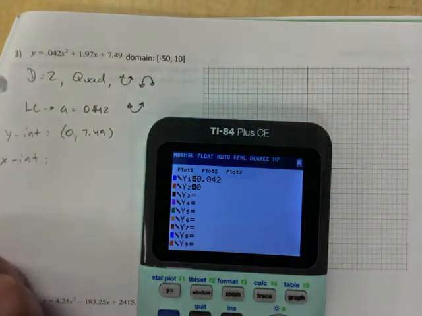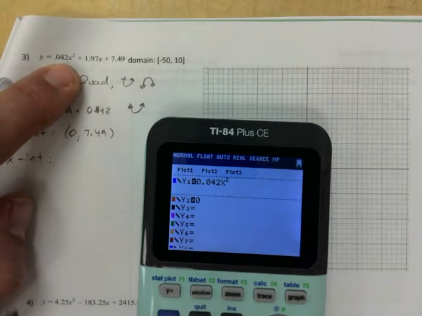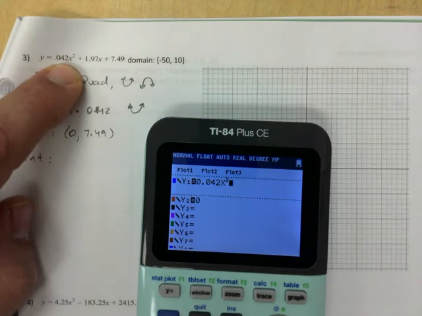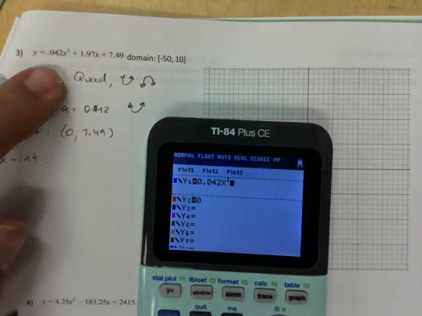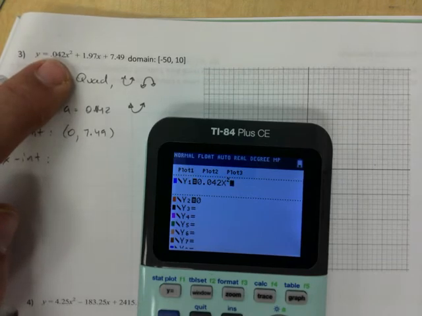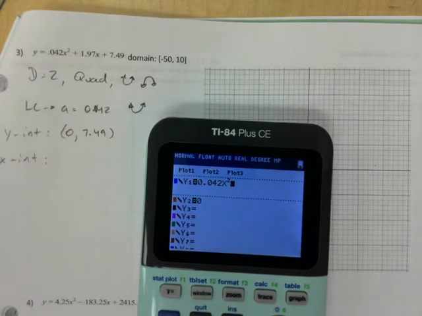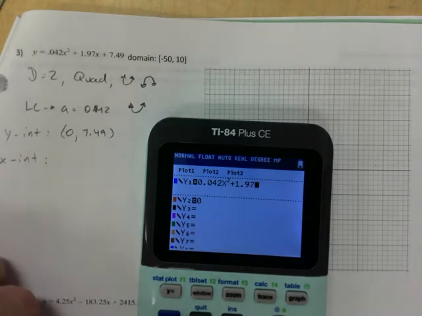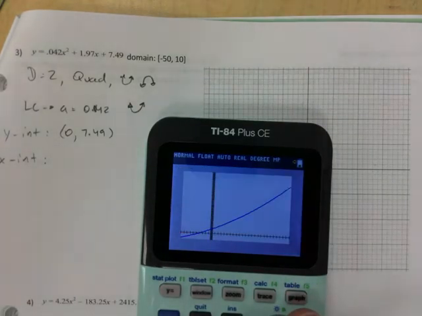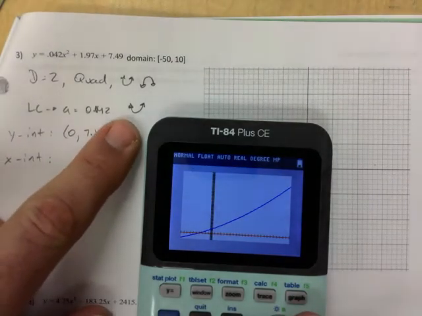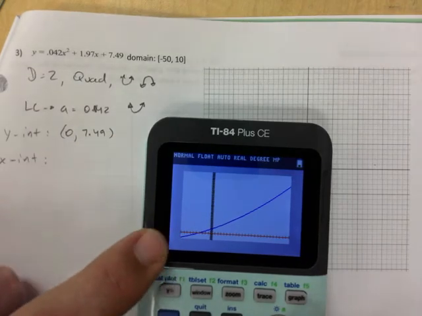0.042, right? If you remember anything from grade 11, the smaller this number, the closer to 0 you get, the wider the curve becomes, right? And a large number greater than 1 turns into a very narrow curve. Plus 1.97x plus 7.49. And just as I expected, it's pointing up, right?